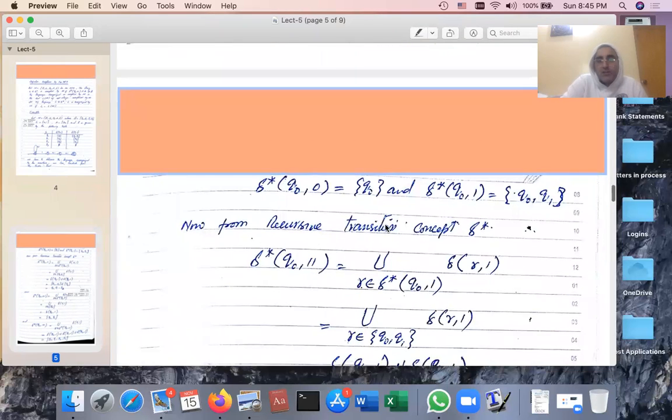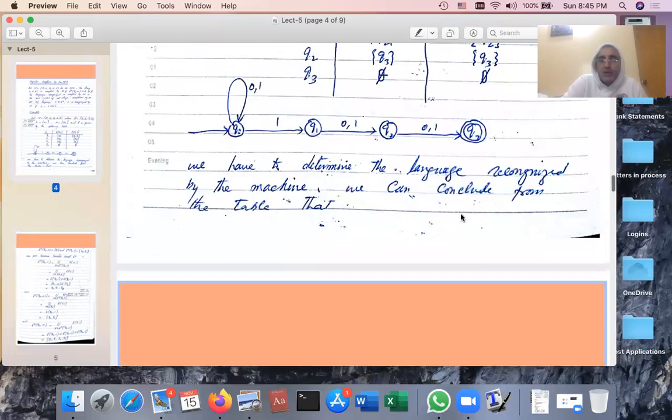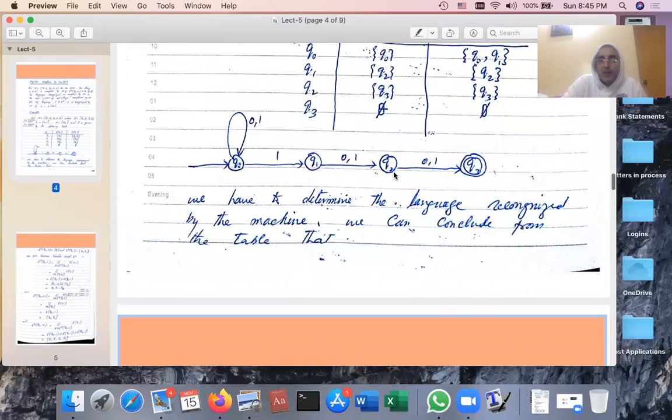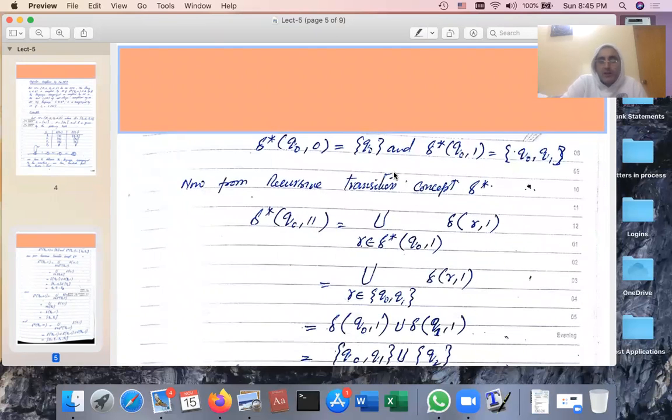So now, from the recursive transition concept, delta star with some other string. This is one input symbol, so that's why we have not reached the acceptance states yet according to this NFA. That means multiple input symbols are required, which means I have to apply multiple transitions, which means that the recursive definitions are involved. So delta star Q0 with 011. I am now taking this string. This is a random string. You can take your own strings; it is not something fixed.